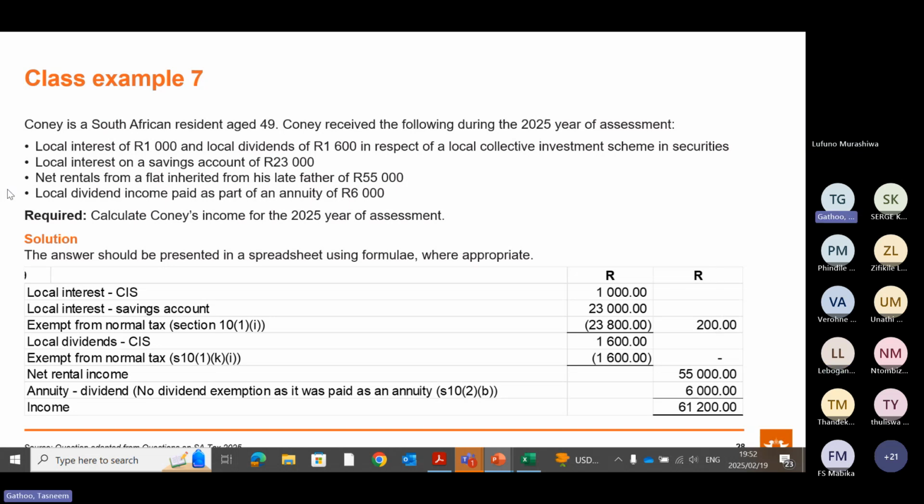Okay. Then the second thing we said was local dividends. So local dividends are included, so it's plus your 1,600. And then remember, local dividends are exempt from normal tax in terms of Section 10(1)(k), so minus your 1,600. 1,600 minus 1,600 is 0. So remember, I mentioned to you earlier, where the total amount is not fully exempt, you need to show your calculation. But in this case here, you didn't actually need to show that. As long as you just showed the 0 and showed that you knew that it was local dividends that were exempt, you will get your mark.